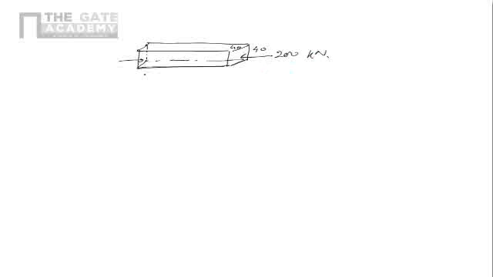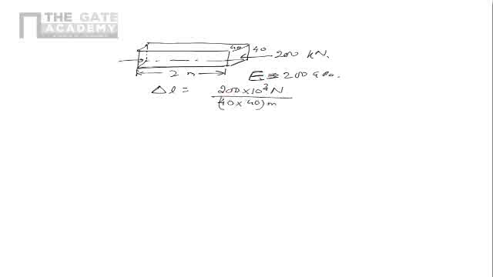The length of the bar is 2 meters. So this is 2 meters from here till here, and the value of Young's modulus is 200 GPa. So what we are supposed to find out is the elongation. That's a straightforward question. Actually, we don't need to do anything but simply apply that delta L is P, which is 200 into 10 to the power of 3 Newton, divided by the area of cross section, which is 40 into 40 millimeter square.